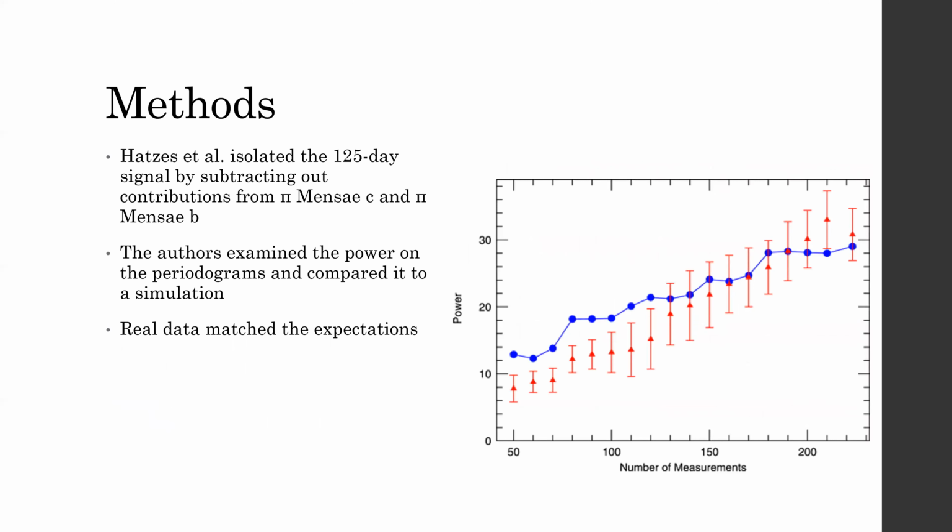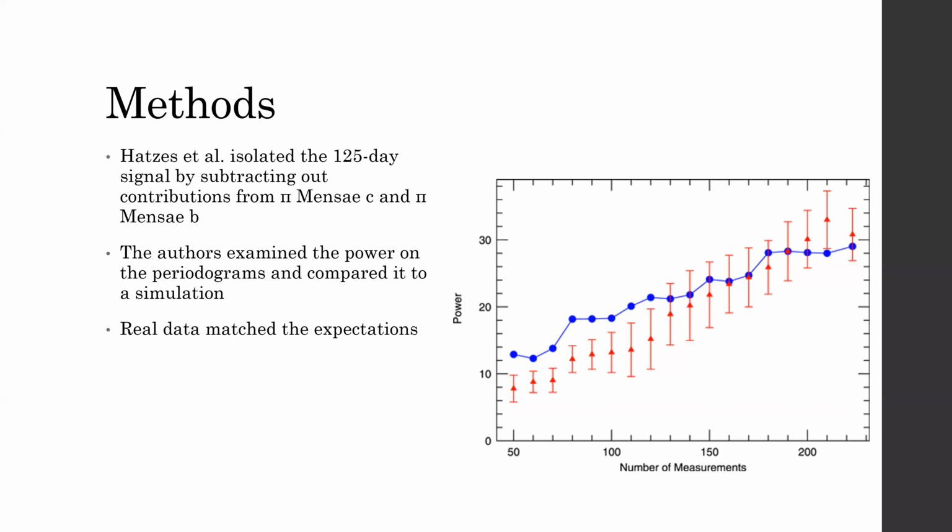So after doing this, Hatzes et al. isolated the 125-day signal by getting rid of data from Pi Mensae c and Pi Mensae b, because they just wanted to examine what they hoped was a new planet. And they looked at the power on the periodograms from before and compared it to the number of measurements.